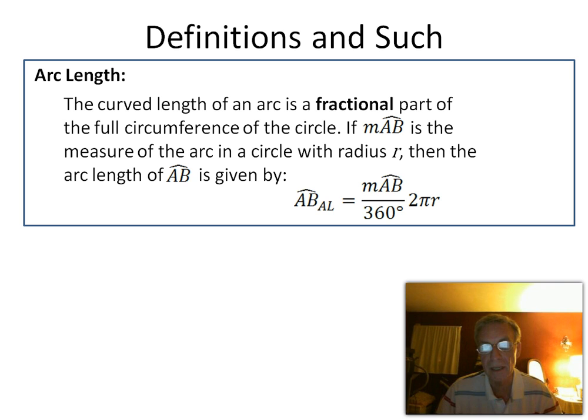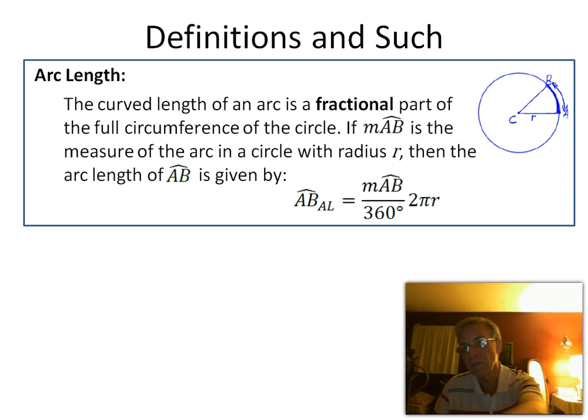Arc length of AB is equal to the measure of the arc AB divided by the total circle, which is 360 degrees, and all that's multiplied by the circumference, which is 2 pi r. Okay? And this is what they're talking about. The distance from B to A, or A to B, whichever way you want to look at it, is bounded by the radius from the central angle on both sides. So this gives us a way to figure out what that is.